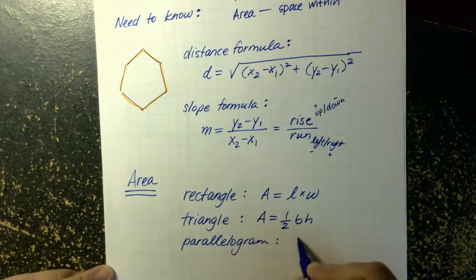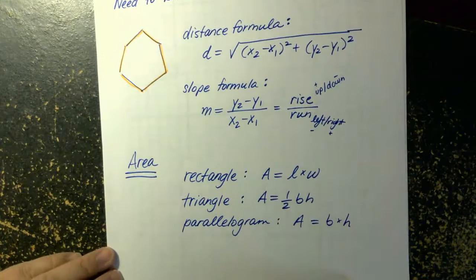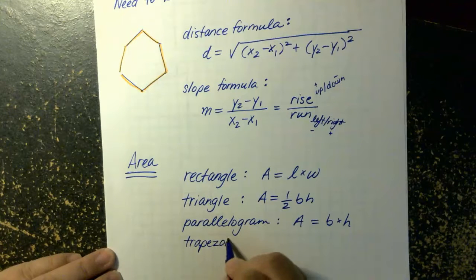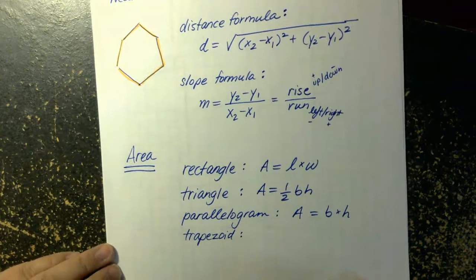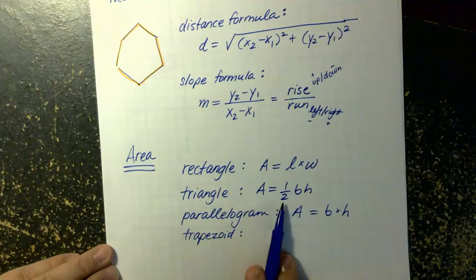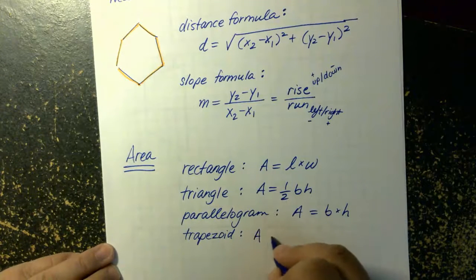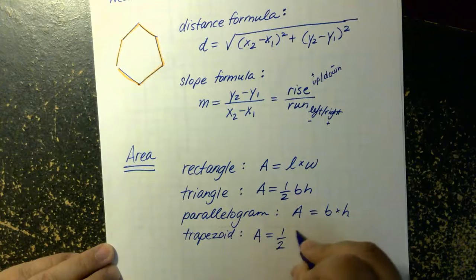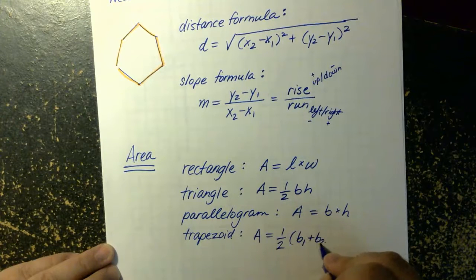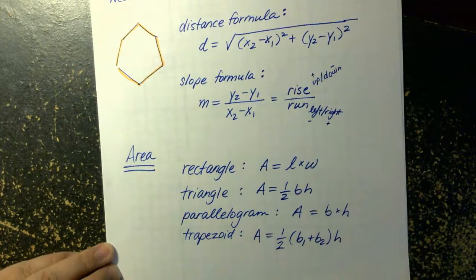Parallelogram is just base times height. And finally, the last of the ones we're going to look at today, trapezoid. Trapezoid is like you have a triangle, but you have two bases. You don't just have one base. So instead of 1/2 base times height, it's 1/2 the sum of my two separate bases times the height.